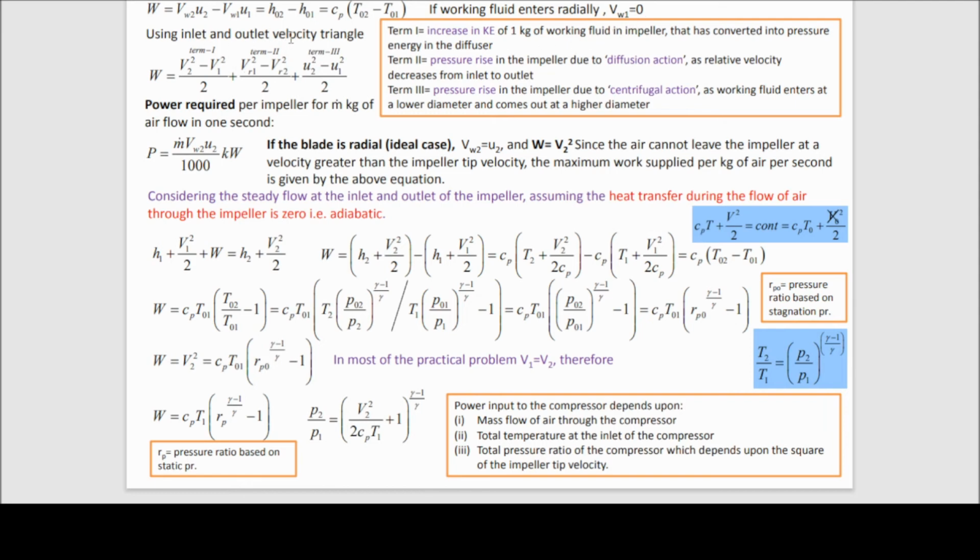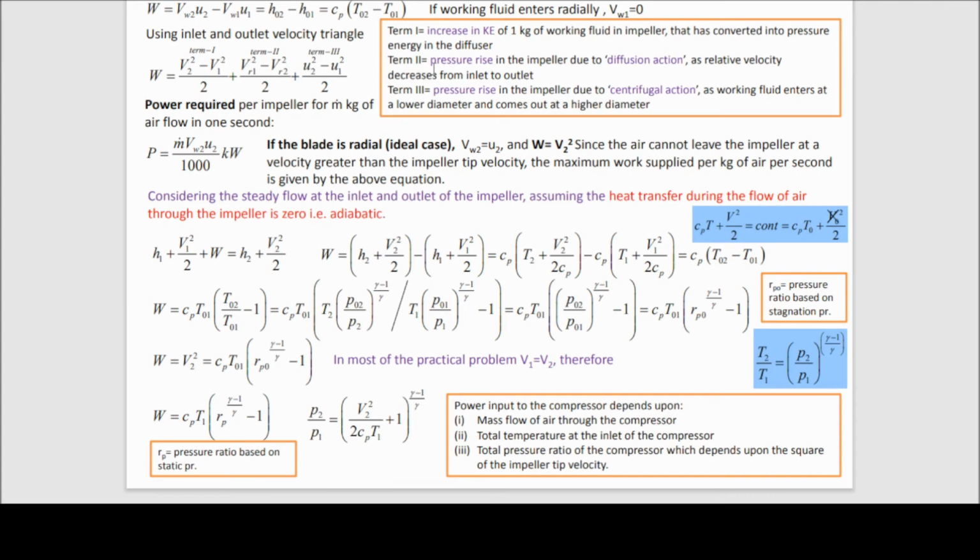Using the inlet and outlet velocity triangles, we can write W is equal to (V2 square minus V1 square) by 2 plus (Vr1 square minus Vr2 square) by 2 plus (U2 square minus U1 square) by 2. So there are changes in these velocities. The first term means that there is an increase in kinetic energy of 1 kilogram of working fluid in the impeller, which is converted into pressure energy in the diffuser. So because of this absolute velocity change in the impeller, there is a conversion of this kinetic energy into pressure energy.